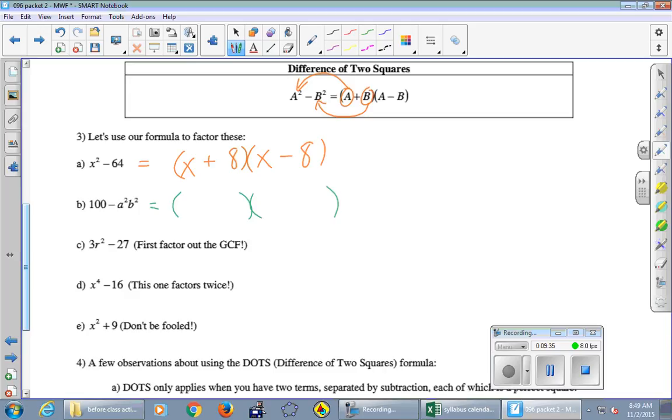Okay, 100 came from what times what? 10 times 10. A squared b squared came from what times what? AB times AB. And if we're using this difference of 2 squares formula, what are the signs in between? 1 plus, 1 minus. Doesn't matter what order you put.